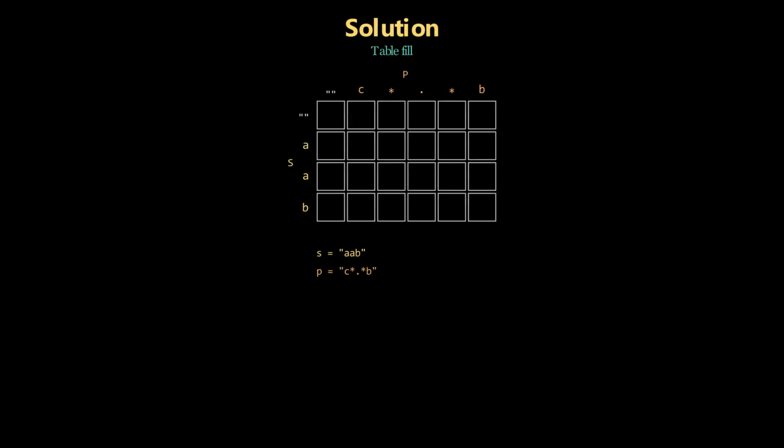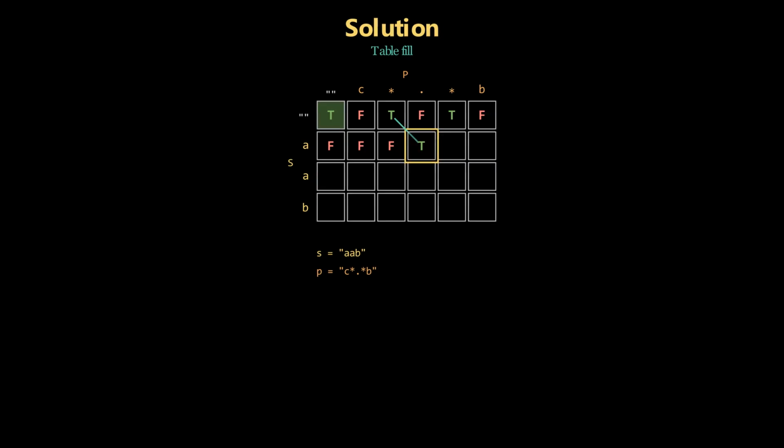We fill the table for S equals A B and pattern C star dot star B. Whenever a cell becomes true, we trace which earlier cells made it so. Empty text and empty pattern match. We seed the corner with true. C star means 0 copies of C, skip leans on cell 0,0, already true. Dot star also allows 0 copies. Skip leans on cell 0,2, already true.